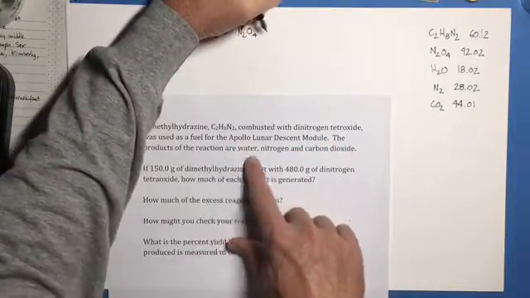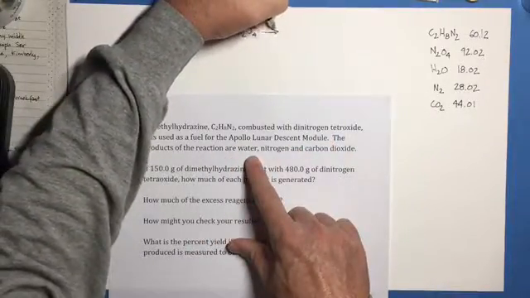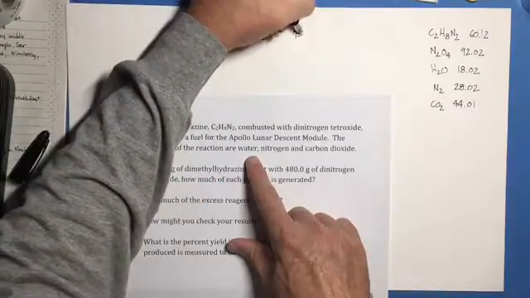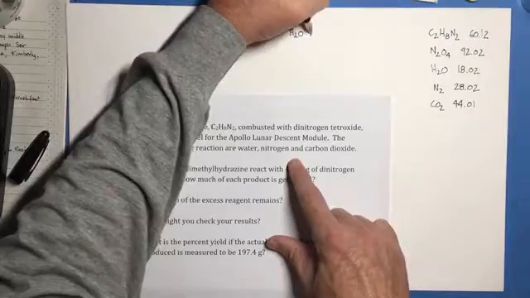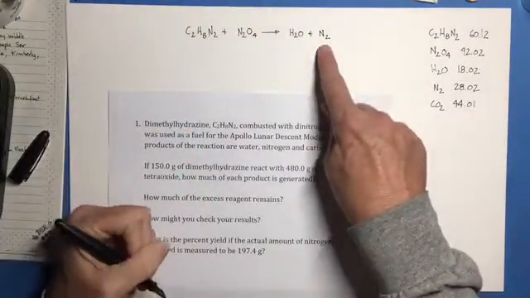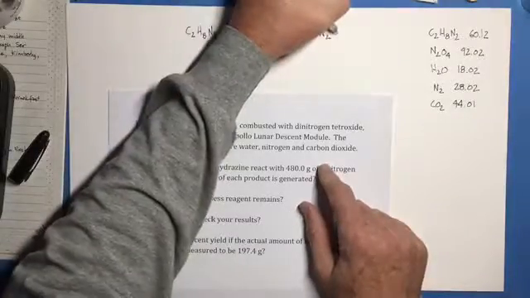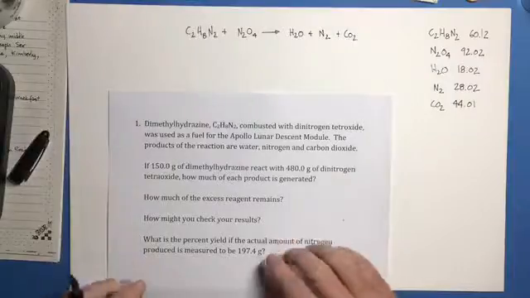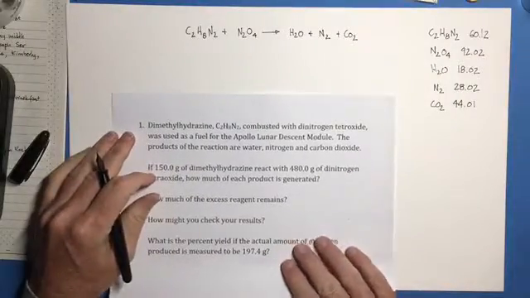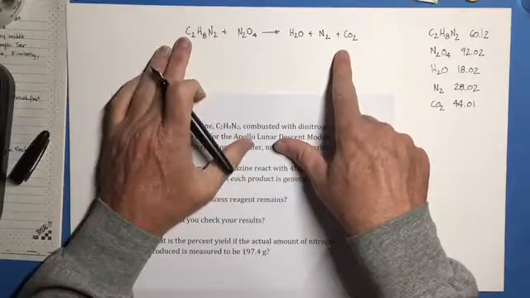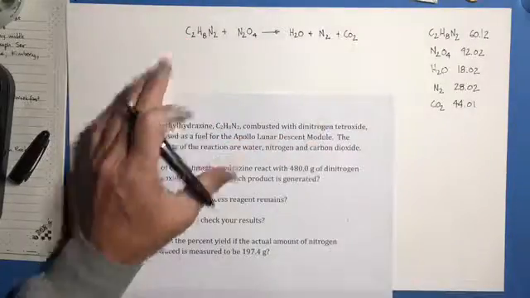And let's see, the products here are water, H2O, nitrogen. Remember, nitrogen is diatomic, so that appears as N2, and carbon dioxide, CO2. All right, so hopefully, if we're lucky, it's already balanced, and clearly it's not, because I see right away I have 2 carbons here and only 1 there.